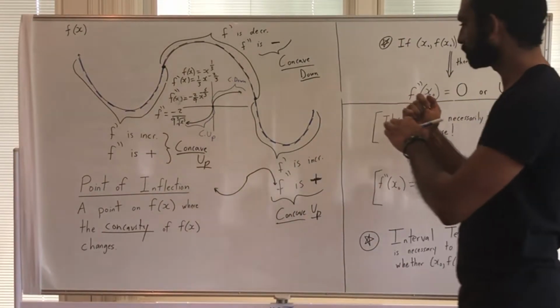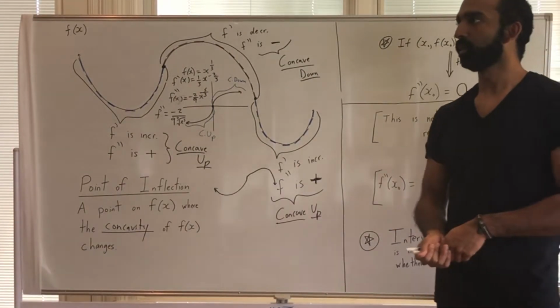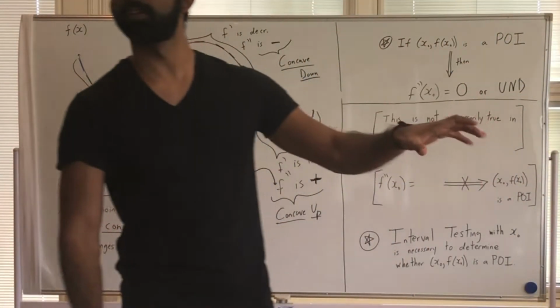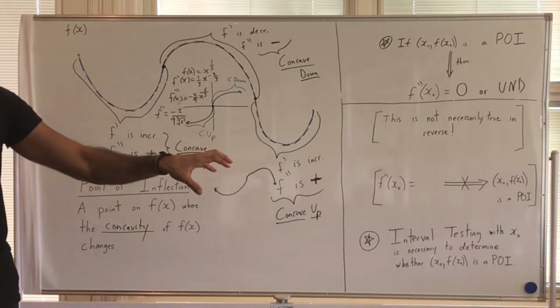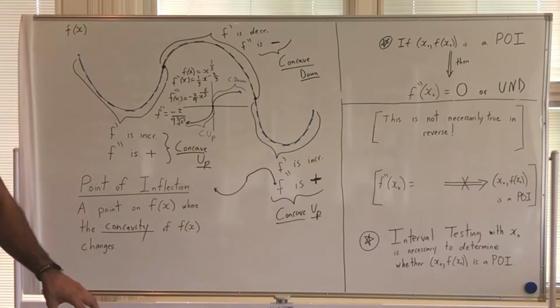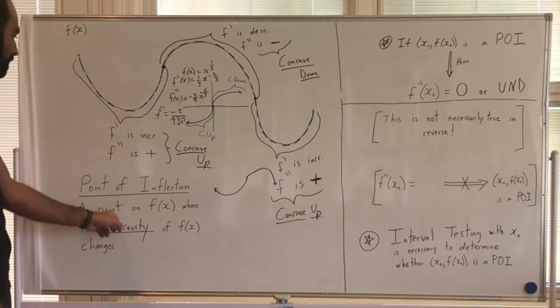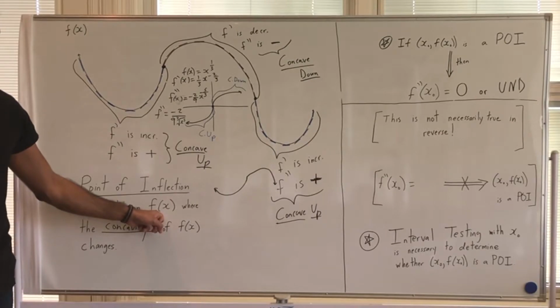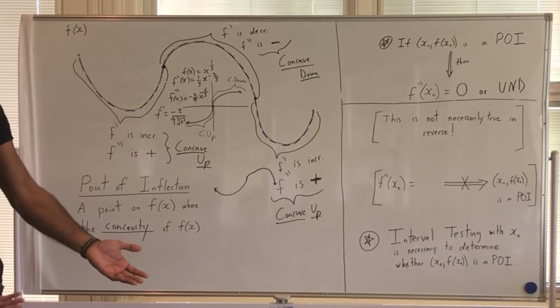What about graphs with vertical asymptotes, like 1 over x? So 1 over x is concave down in quadrant 3 and concave up in quadrant 1. But it's not a point of inflection. Remember, a point of inflection is a point on f of x where the concavity changes. It has to be a point on the function.